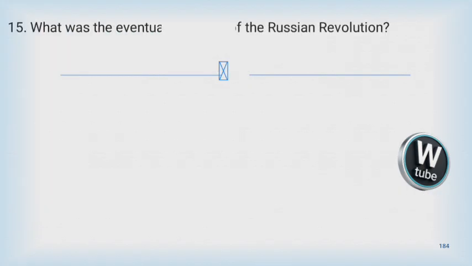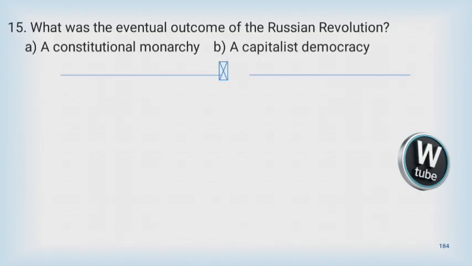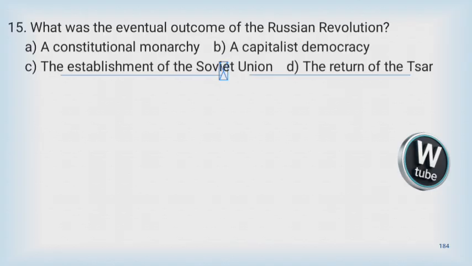Question number 15. What was the eventual outcome of the Russian Revolution? A. A constitutional monarchy. B. A capitalist democracy. C. The establishment of the Soviet Union. D. The return of the Tsar.